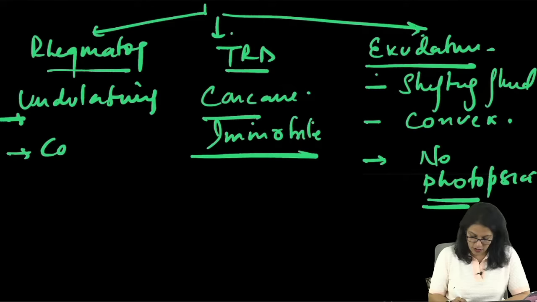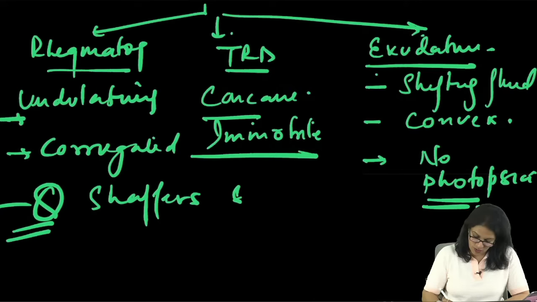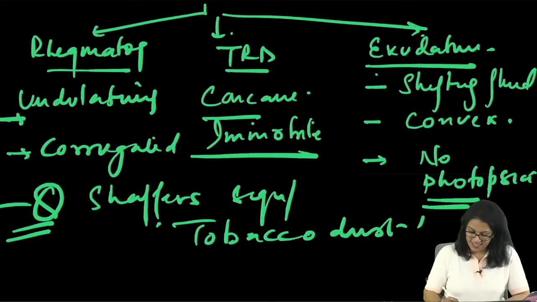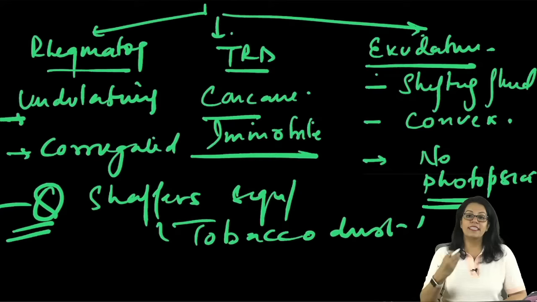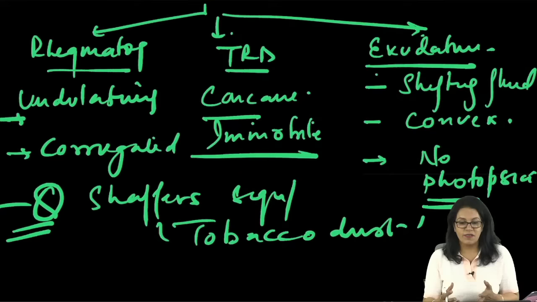Now a very, very important question here is Schaffer's sign. They have asked you this. What is Schaffer's sign? I hope you all remember. It is also called tobacco dust. What is this? A lot of pigment dispersion in the vitreous. Okay? And this is a sure sign that there is a retinal break. So, if you are not able to find the retinal break after doing a lot of indirect ophthalmoscopy, but there is pigment dispersion and Schaffer's sign is positive, work harder. There is definitely a break. Okay, so this is a cue. Shifting fluid is a cue.